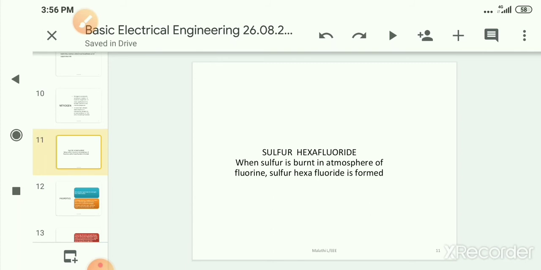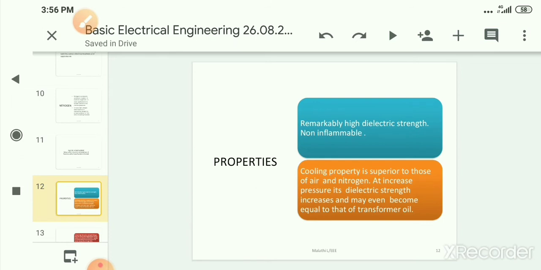So sulfur hexafluoride: when sulfur is burnt in an atmosphere of fluorine, sulfur hexafluoride is formed. So these are the different features we are saying. After that, what are the properties of this sulfur hexafluoride? Compared with normal air, what is special in this? That's the thing we have to study.